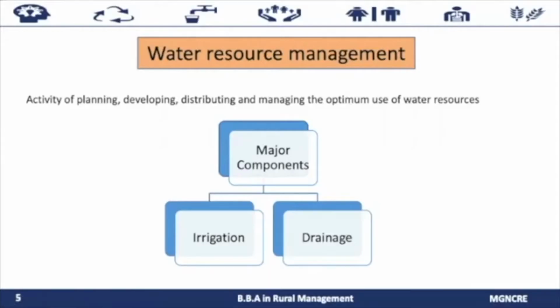So, water resource management. It is the activity of planning, developing, distributing, and managing the optimum use of water resources. It is also a subset of water cycle management. Water is essential for our survival, and one of the biggest concerns of water-based resources in the future is sustainability. Sustainability of current and future water resource allocation is also necessary. And the major component of water resource management is irrigation and drainage systems.